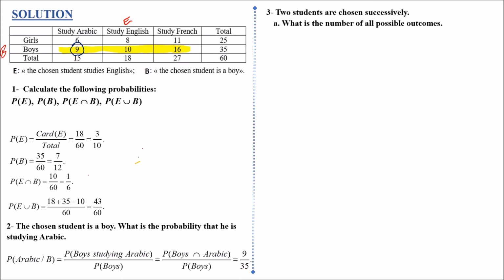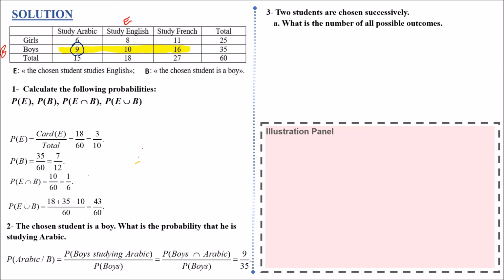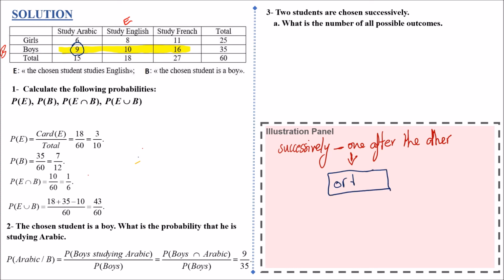Now moving on to question number 3. Two students are chosen successively. What is the number of all possible outcomes? This is counting. First I will jot down a certain note. Whenever you have successively, or one after the other, this indicates that order should be taken into consideration. So here we have order. Order should be respected here.